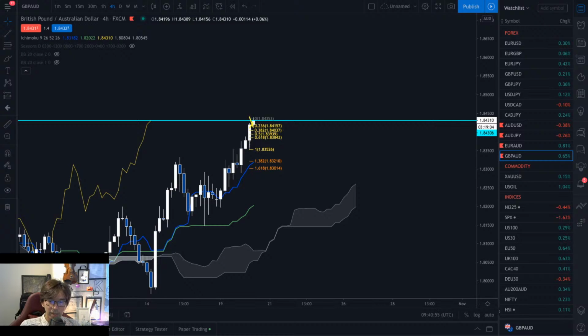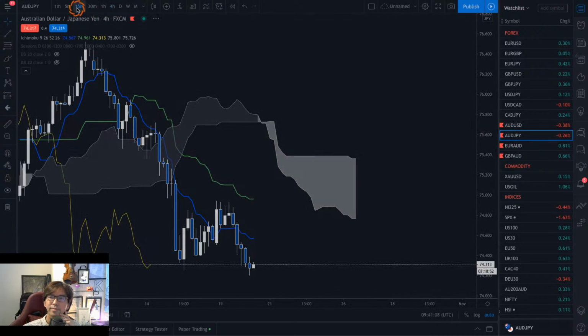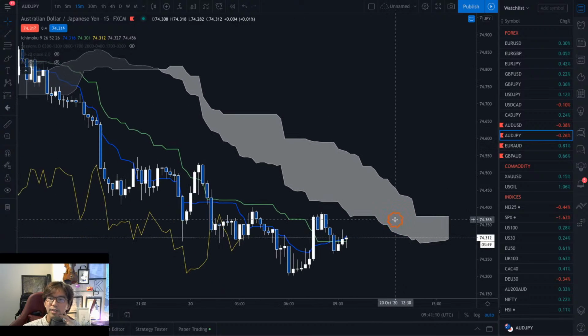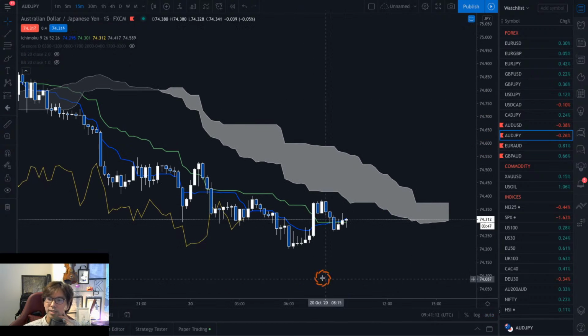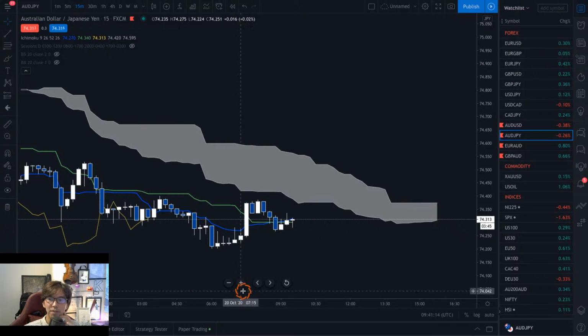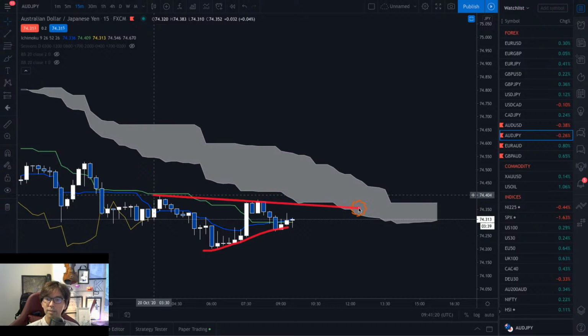Let's see. K, on AUD-JPY 50-minute chart, is it a P wave too? Alright, let's look at it. AUD-JPY, 15-minute chart. Yeah, this is likely the P wave. This is like the P wave over here. So the price is now in the P wave.